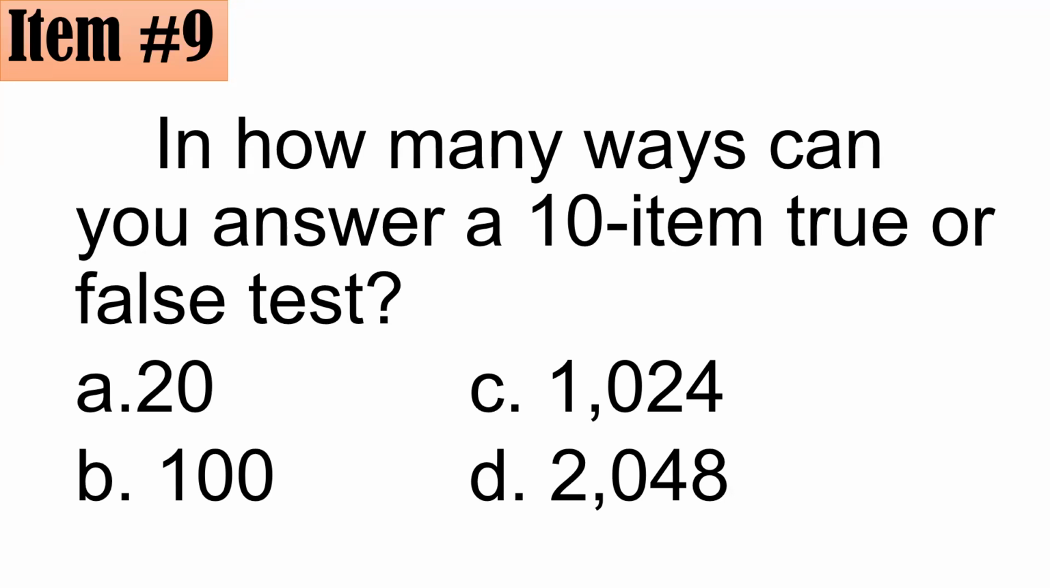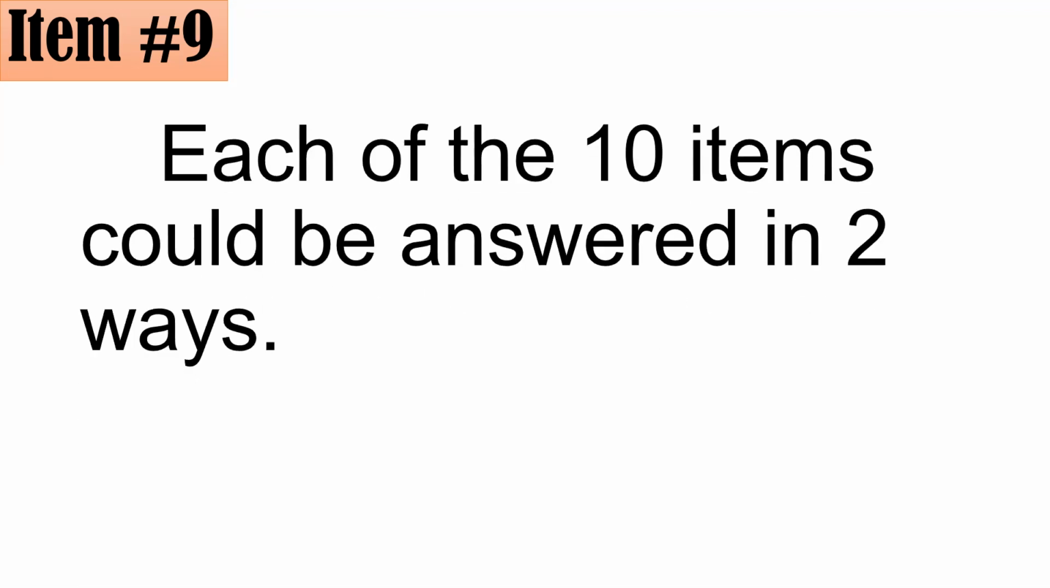Now, check po natin. Take note ha, in this particular context, nakalimutan kong sabihin that it's assumed that for every item, isang answer lang. True or false? Not both. At saka wala kang isi-skip na item. Lahat ng items, sasagutan mo. So each of the 10 items could be answered in two ways. Meaning, item number 1 could be answered in two ways. Item number 2 could be answered in two ways. And so on until item number 10, which is also answerable in two ways.